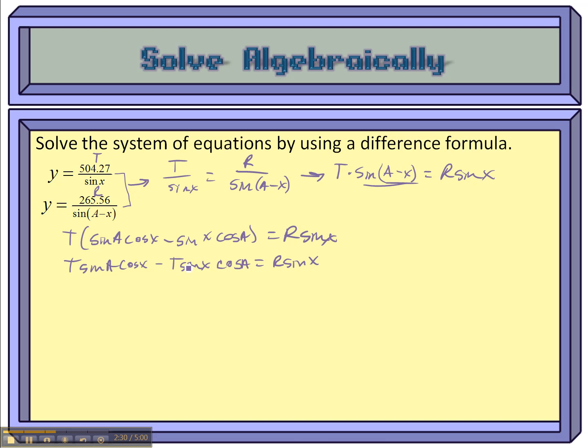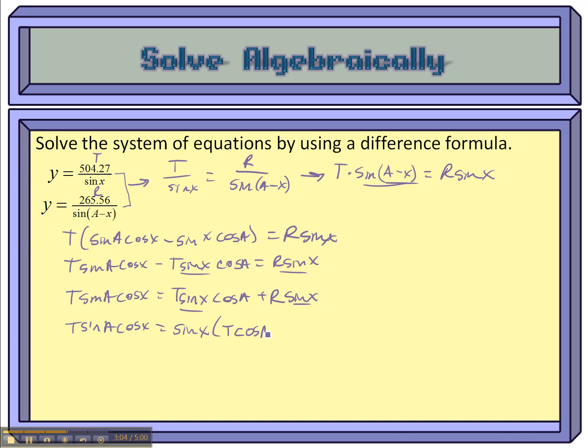I'm going to group up the sine x's together. So I need to get this one on the left side over to the right side by adding that term. So T sine a cosine x equals T sine x cosine a plus R sine x. They both have a factor of sine x, so I'm going to factor that out. I pull out my sine x and I'm left with T cosine a plus R.